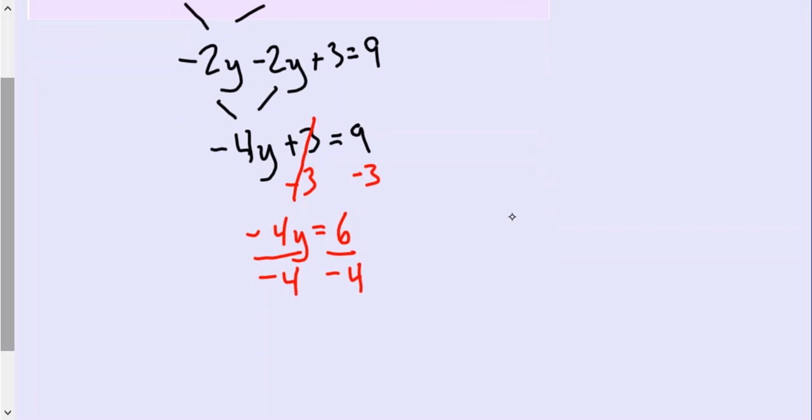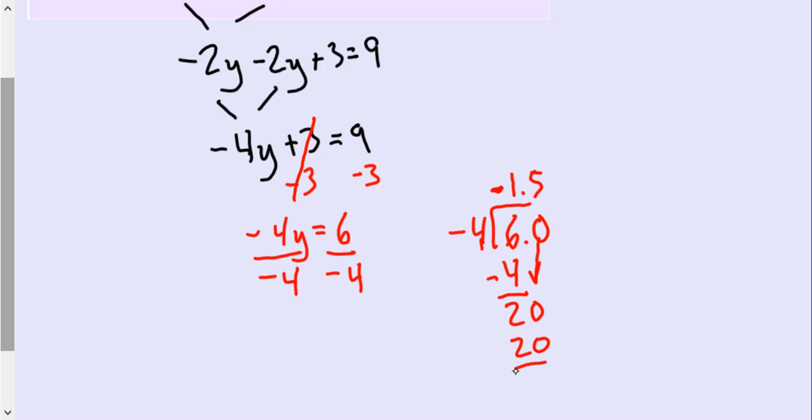We got 6 divided by negative 4. So our answer is going to be negative because we have one negative in our problem here. And 4 goes into 6 one time. We get 4. Subtract here, we get 2. Now we need a 0. And 4 goes into 20 5 times. 4 times 5 is 20. So we get y is equal to negative 1.5.